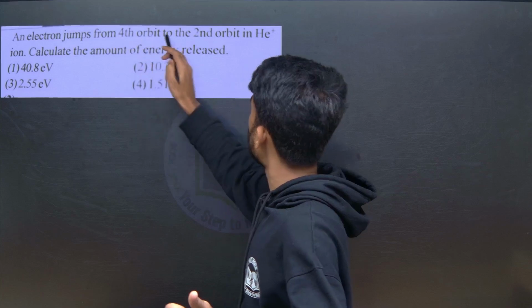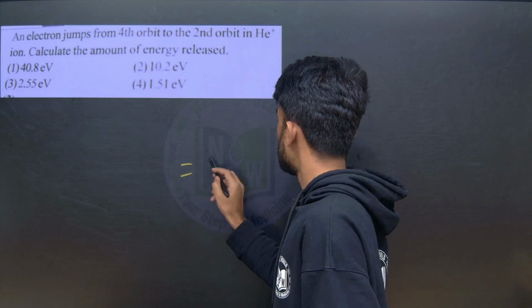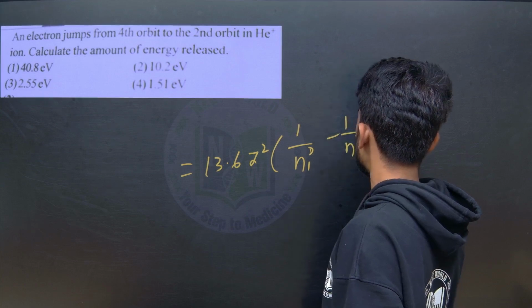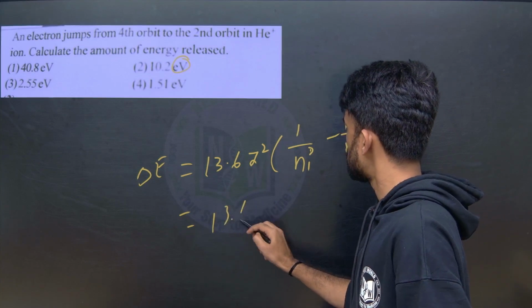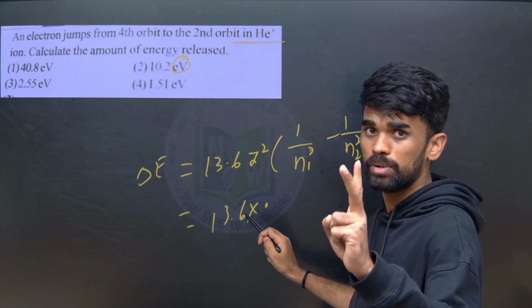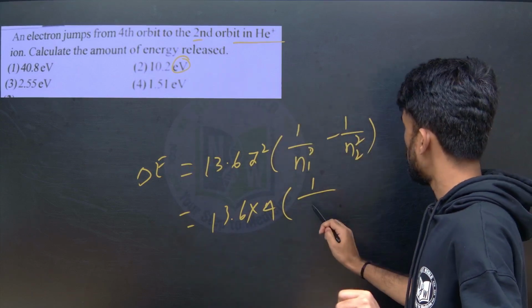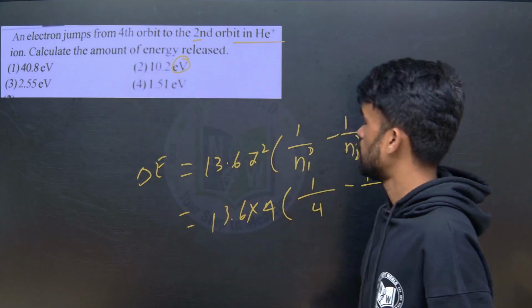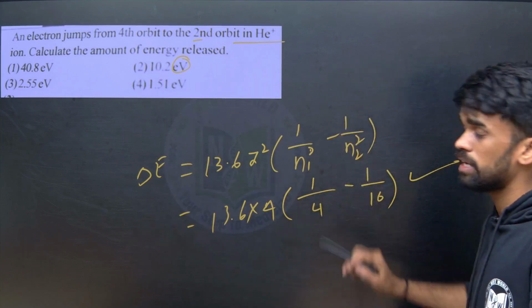Next, an electron jumps from the 4th level to the ground state of helium. Calculate the amount of energy released. So very simple now. You can use this formula: 13.6 Z square into 1 by n1 square minus 1 by n2 square. So we can get the energy difference, because they are asking in terms of electron volt. So 13.6, for which element? Which element are they asking? Helium, atomic number 2. So 2 square is 4, into 1 by, what is the energy level? The lower energy level is the second, so n1 is 2, 2 square is 4, minus n2. From the 4th, the higher energy state is 4, so 4 square is 16. By simplifying this, you will get one of the options. So you can choose that.